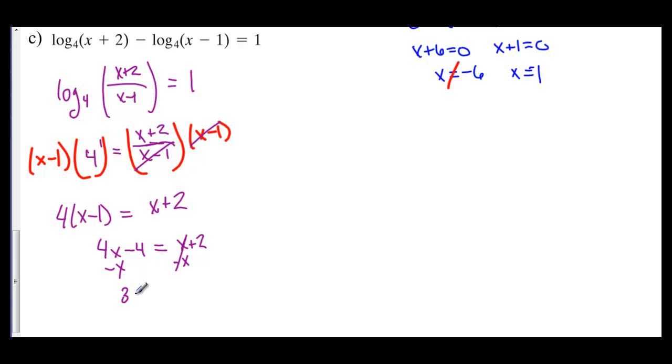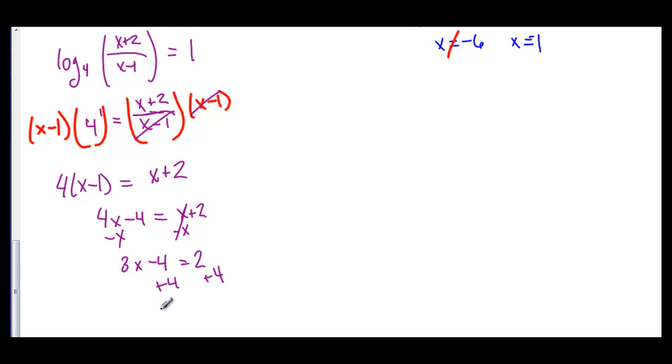Subtract x from both sides. So we're going to have 3x minus 4 equals 2. And then add the 4. And we've got 3x equals 6. And then just divide both sides by 3. We're going to get x equals 2.